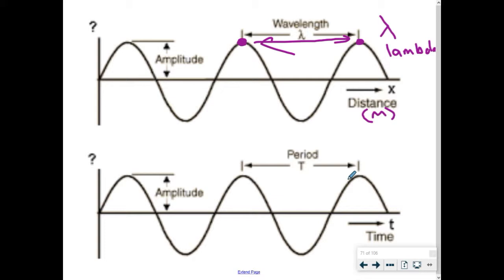So there are two different ways then that we can measure a wave that's going up and down, either based on the distance between things or the time between things. Does that make sense?